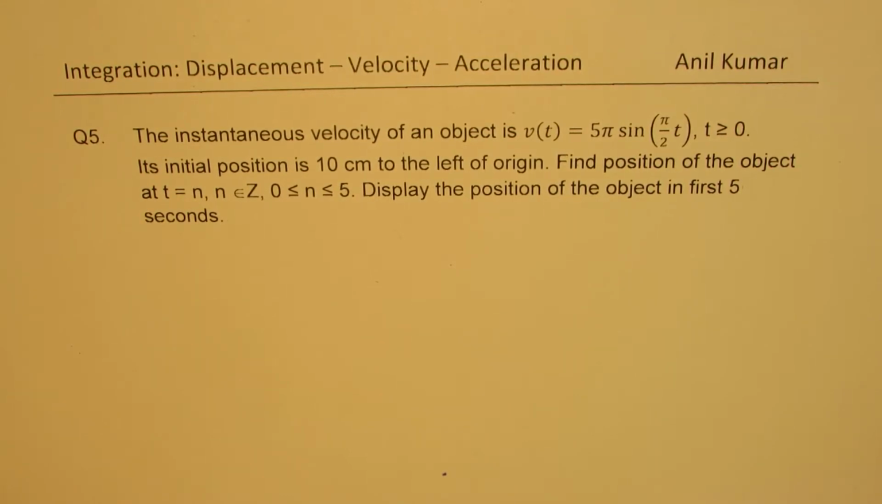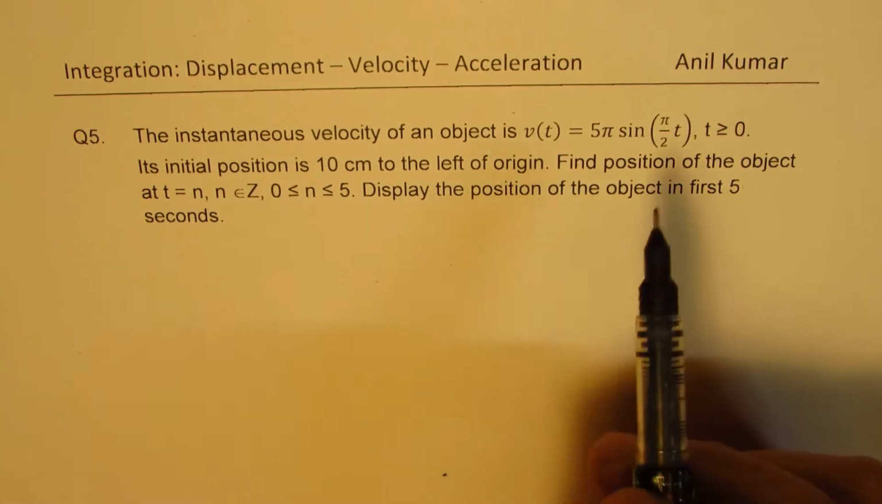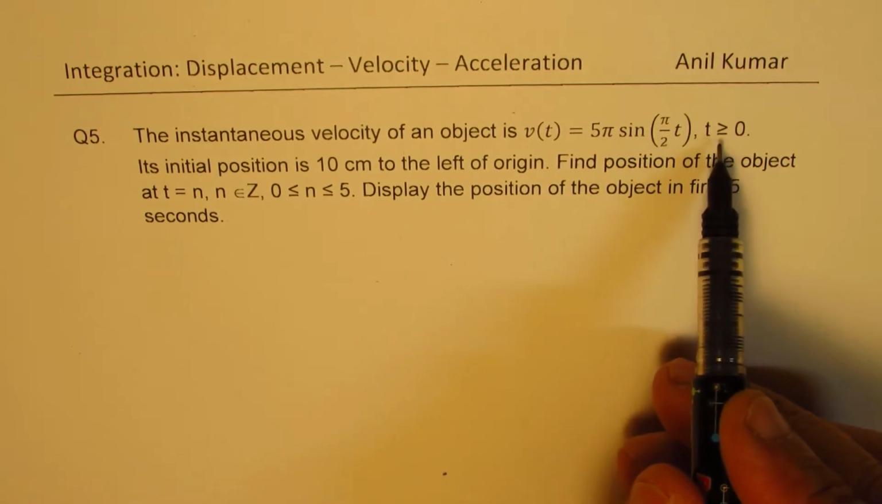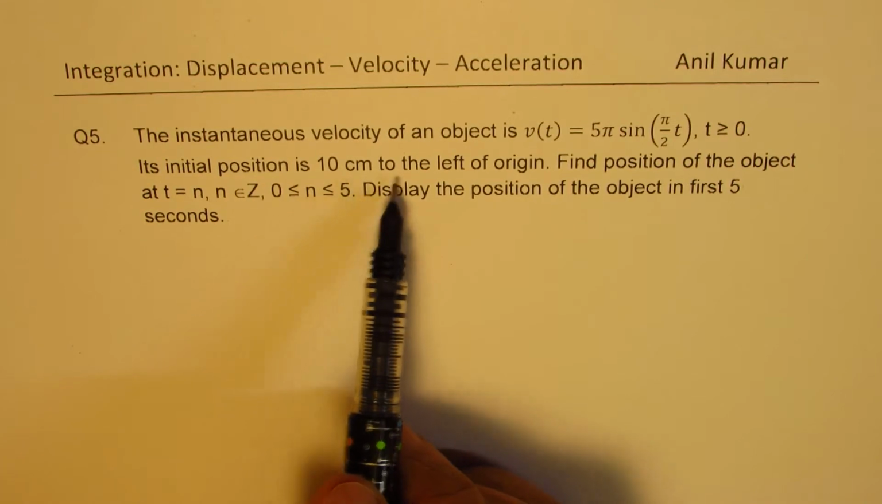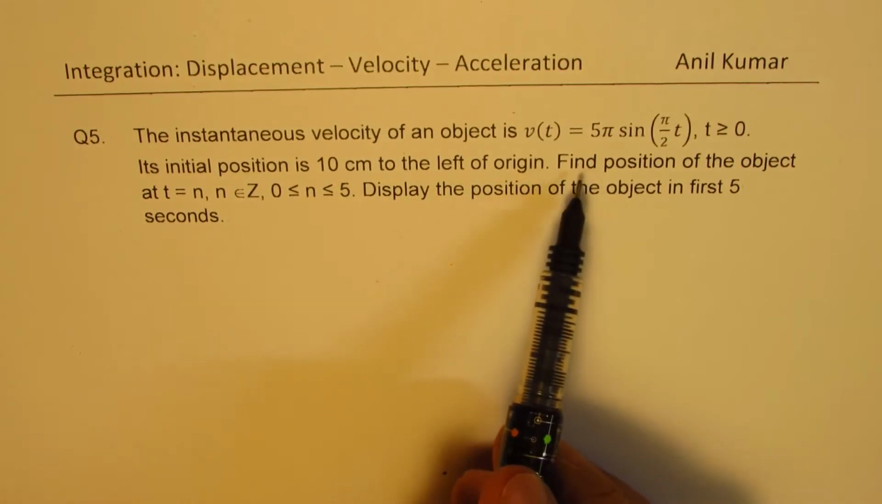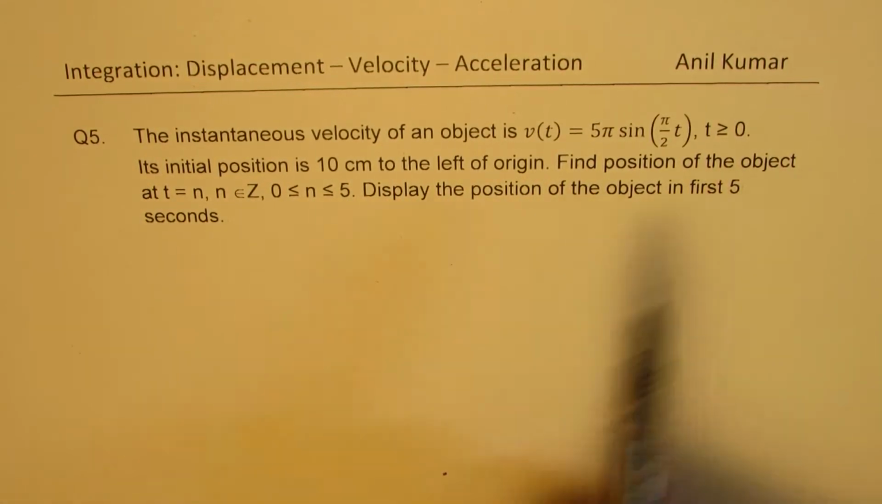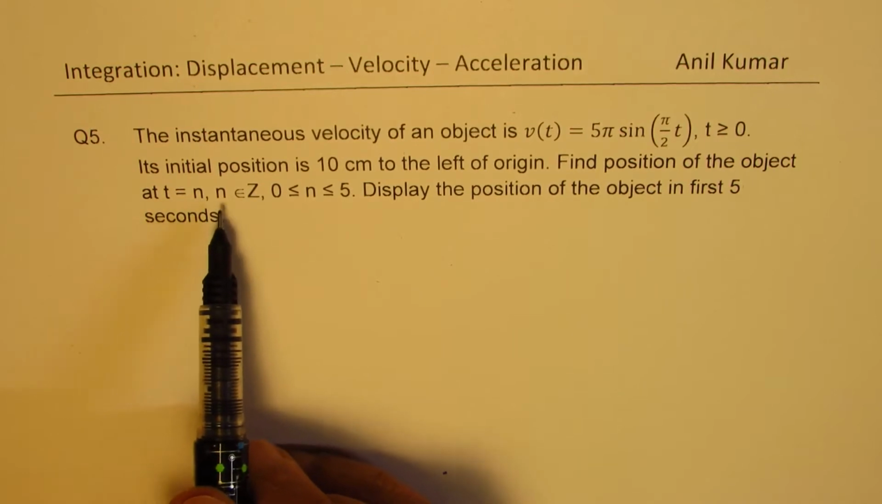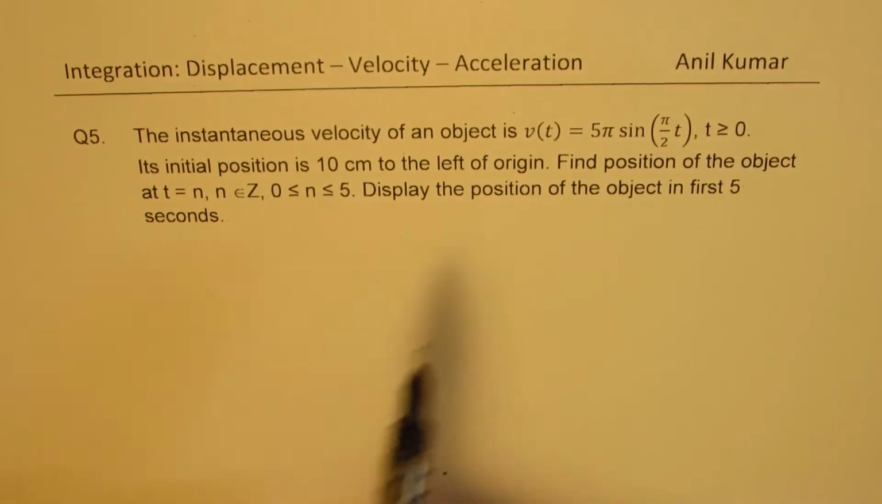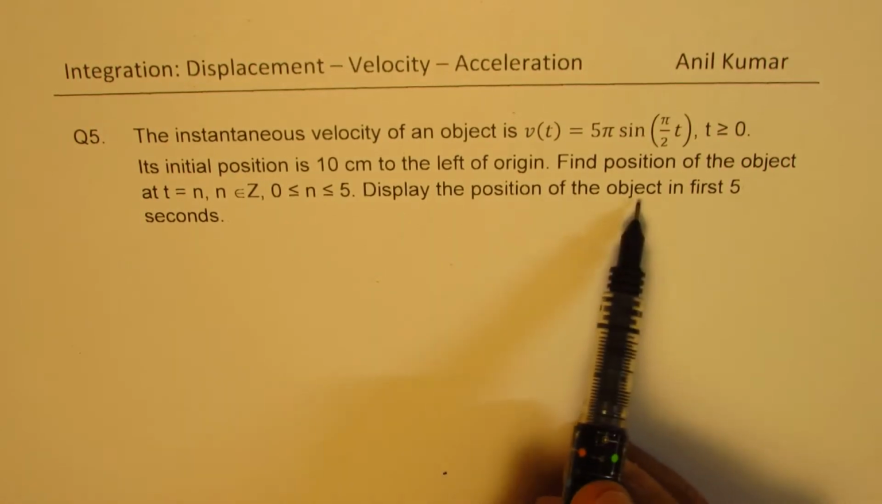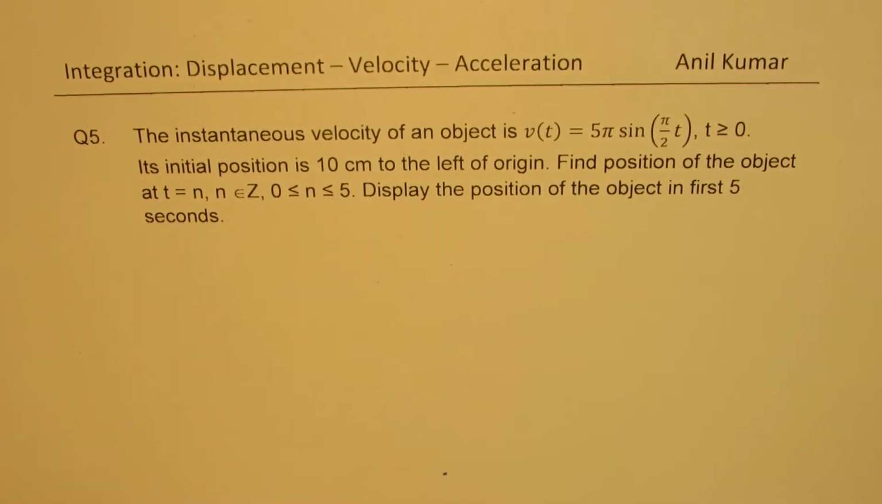Question number 5 here is, the instantaneous velocity of an object is v of t equals 5 pi sine pi by 2t, where t is greater than or equal to 0. Its initial position is 10 centimeters to the left of origin. Find the position of the object at t equals n, where n belongs to integers from 0 to 5, both included. Display the position of the object in the first 5 seconds.